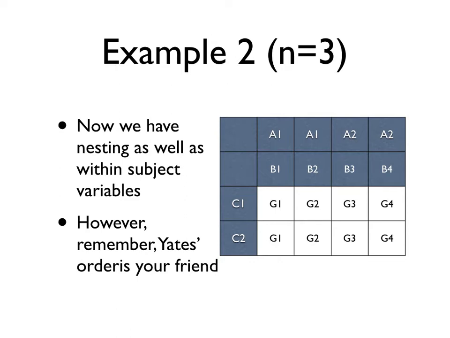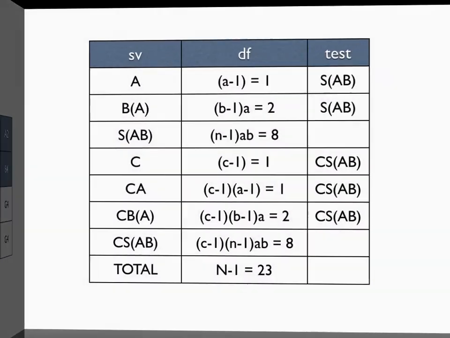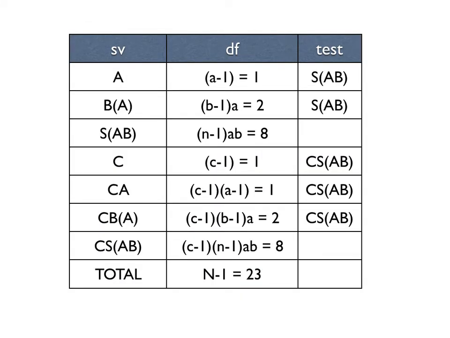That's easy. So it's going to look like this. A is the top of the hierarchy. We'll list that first, and it's a between subjects variable. So it's A, B within A. Now we can't go B within A by A. That would be weird. So we just go S within A, B. So far, this is easy. And then go C. C by A, C by B within A, C by S within A, B. Done.